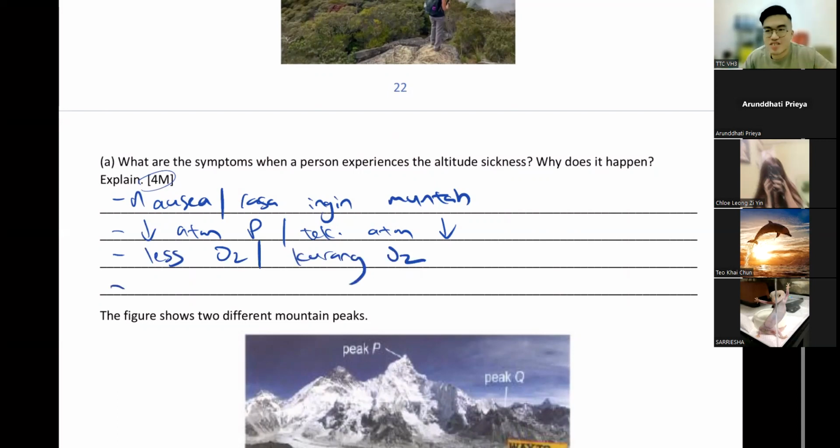When you have less oxygen, what happens next? You know, you have lower gaseous exchange. So what happens when you have low gaseous exchange? You get dizzy, breathing difficulty. Same thing again and again. This is a repetitive question. You might say, sir, why do we need to repeat so many times? That's the point. I repeat until you are sick of it, then you know how to do it in exam.